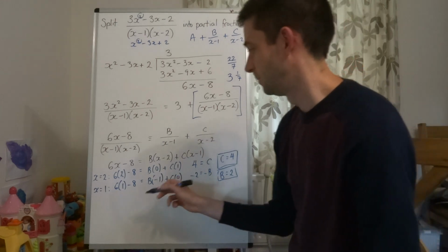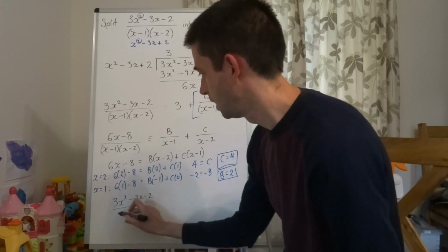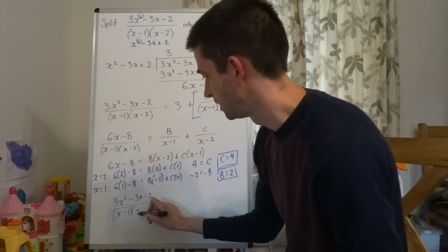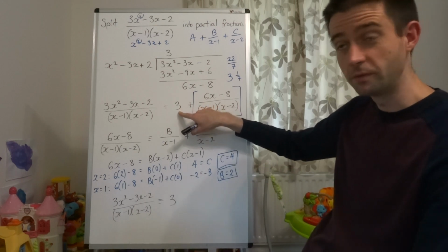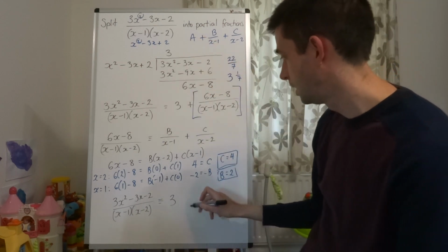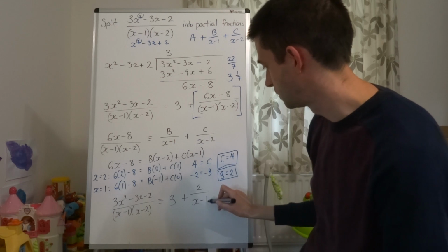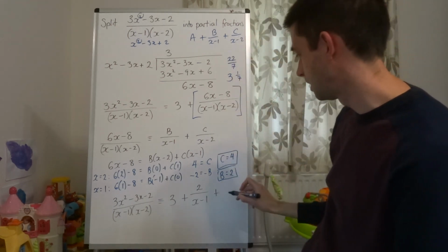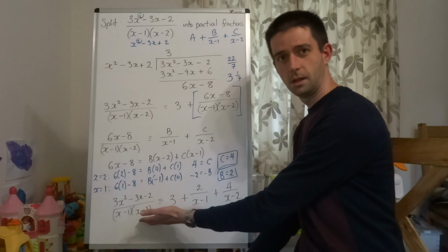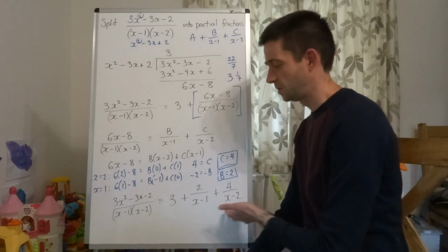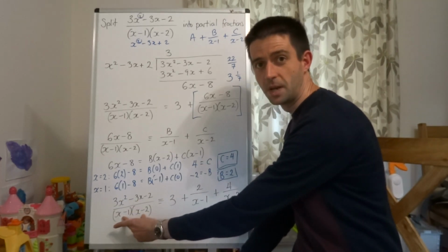And therefore my final solution. So I started with 3x squared minus 3x minus 2 over (x minus 1)(x minus 2). And I have shown that that is exactly the same as 3, not forgetting this whole number part we found out through algebraic long division, plus B over x minus 1, so 2 over x minus 1, plus C over x minus 2. So there we are. This expression here expressed in partial fractions, and we have a whole number part because the greatest power on the numerator was the same as the greatest power on the denominator. Job done.